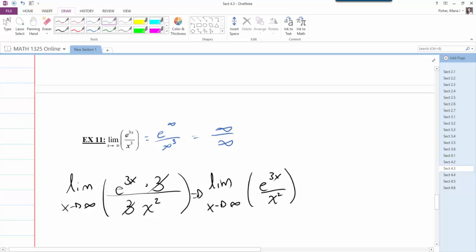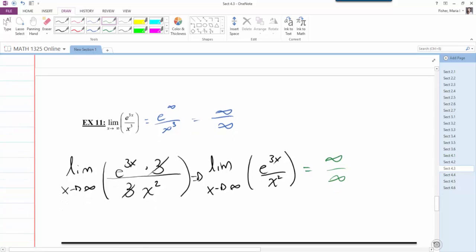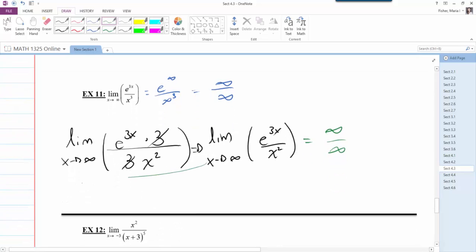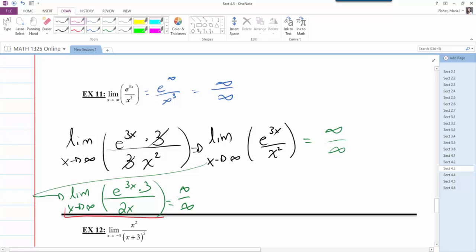Well, if I try direct substitution again, I end up with e to the infinity, which is infinity, and infinity squared, which is infinity. So I'm allowed to use L'Hopital's rule again. So using L'Hopital's rule, I get the limit as x approaches infinity of, well, the derivative of e to the 3x is e to the 3x times 3 over the derivative of x squared is 2x. Nothing cancels, and so we end up with infinity over infinity again when we try direct substitution. So L'Hopital's rule says try it again.